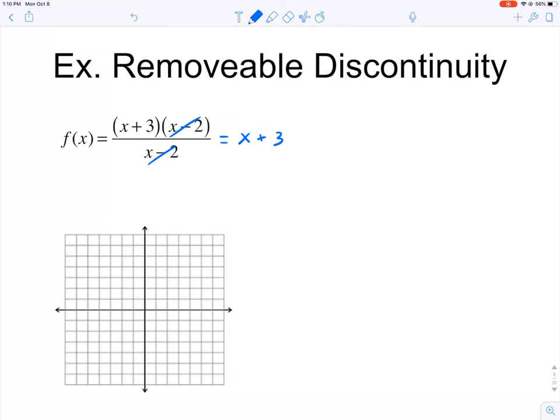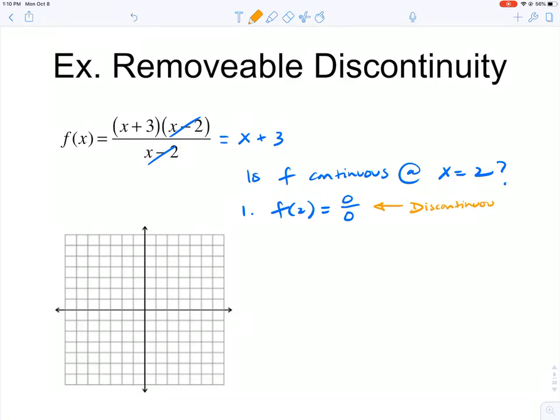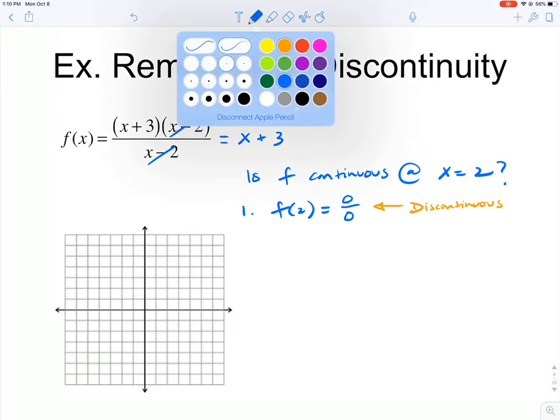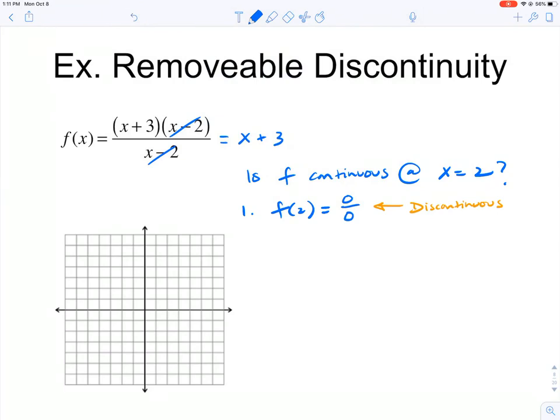We want to know, is f continuous at x equals 2? Well, if we're going through the checklist, f of 2 would give us 0 over 0. So right away, we know that there's a point of discontinuity at x equals 2. In this step, we know f will be discontinuous at x equals 2. But we have to keep going to help us identify what type of discontinuity occurs.